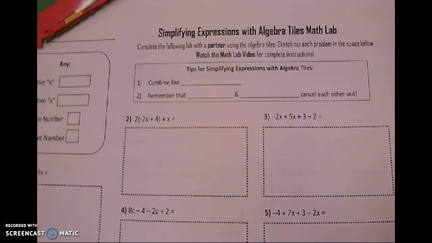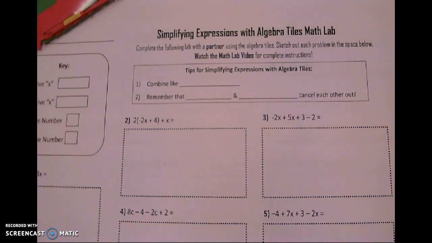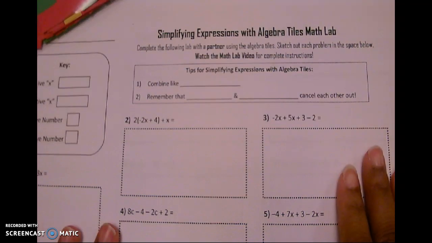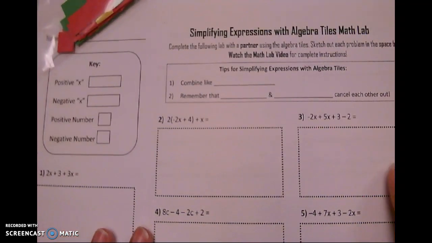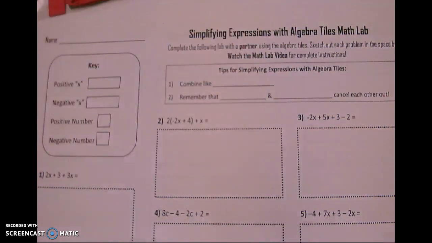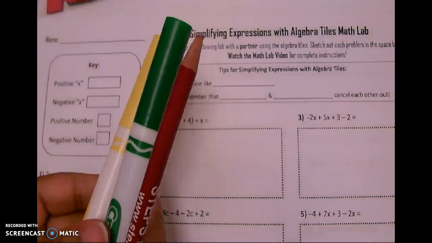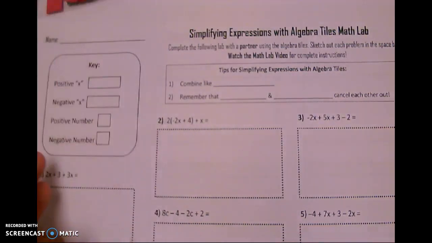Class, and welcome to our second math lab of the year, where we're going to be learning or visualizing how to simplify expressions with algebra tiles. So the first thing that you need for this activity is a lab sheet like this, a partner, and a bag of manipulatives and also a yellow, green, and red coloring utensil. So go ahead and get those out now.